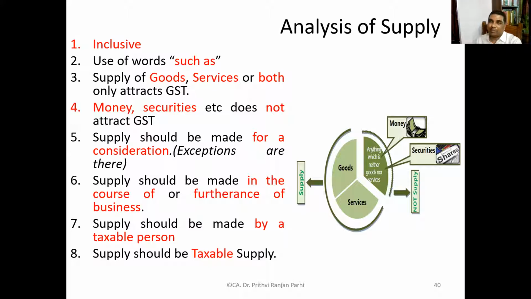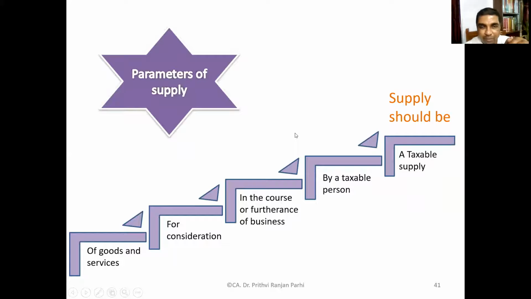And supply should be a taxable supply. There might be certain supplies which are outside the purview of GST. So in order to ensure levy of GST, one has to see that these are actually taxable supplies. Now this is the summary of what we have learned today. If you see this picture, it should be supply of goods or services for a consideration in the course or furtherance of business. It has to be made by a taxable person and it should be a taxable supply.